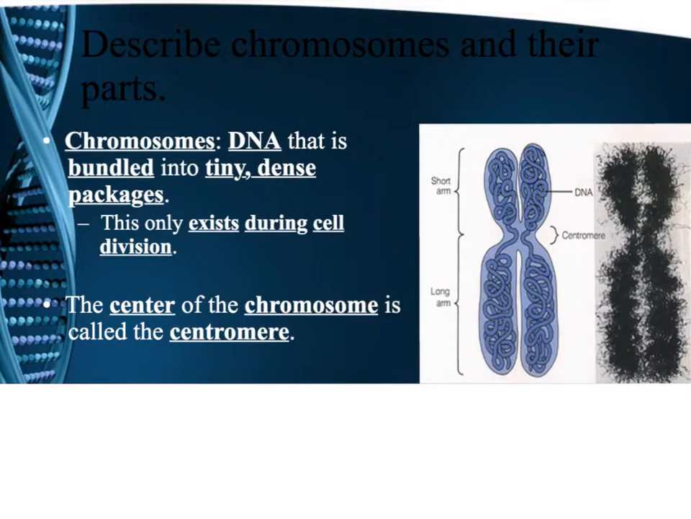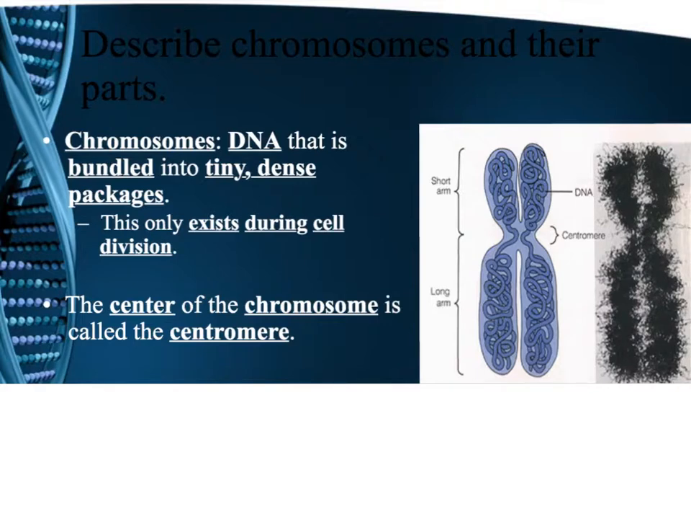First off, let's take care of the nitty-gritty. Chromosomes are DNA that is bundled into tiny, dense packages. This only exists during cell division. So when the cell's not dividing, it doesn't even look like this. It's kind of this stringy mess called chromatin instead of chromosomes, which we'll talk about. So these only exist right before the cell is getting ready to divide during mitosis or meiosis, which we'll talk about a little bit later. But usually it doesn't look like this. Usually it looks like spaghetti, honestly.